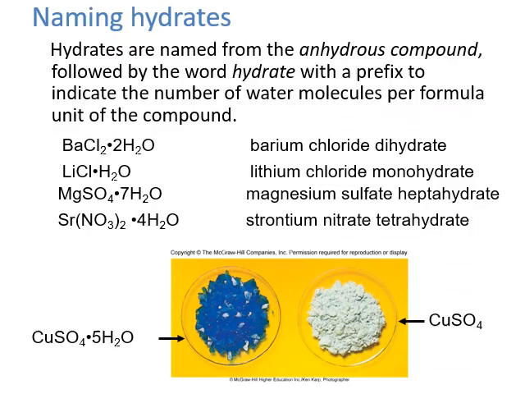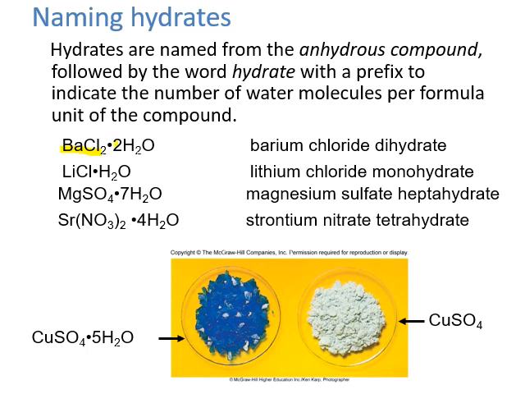Okay, so we go on to how to name our hydrates. Hydrates are named from the anhydrous compound followed by the word hydrate with a prefix to indicate the number of water molecules per formula unit of the compound. Let's say you have this one, barium chloride.